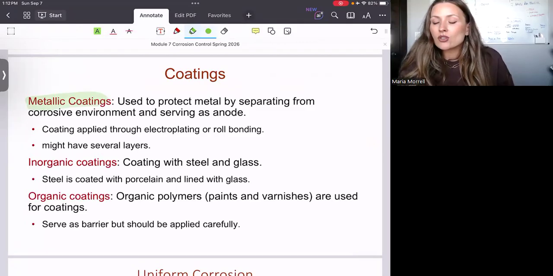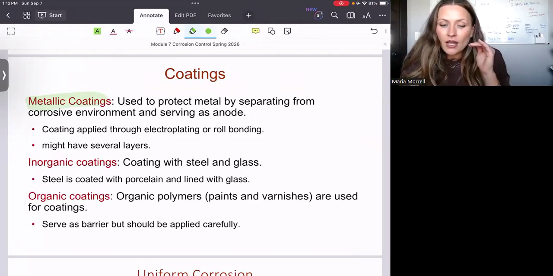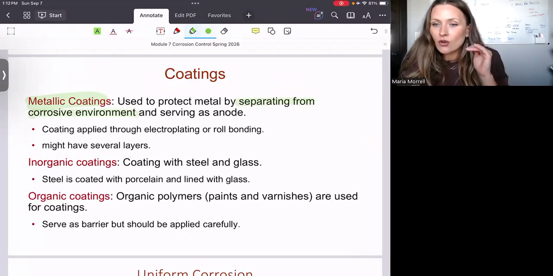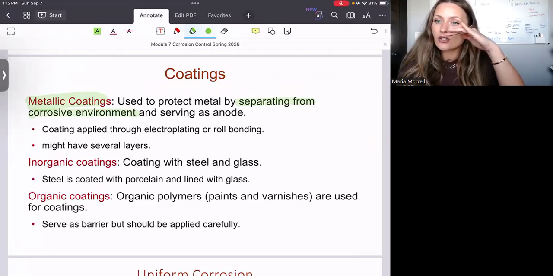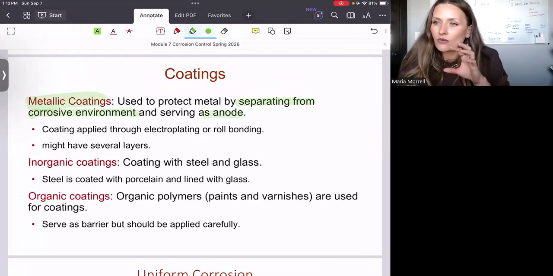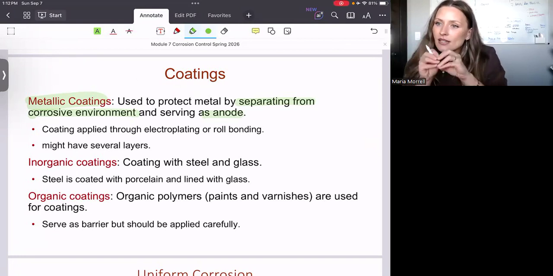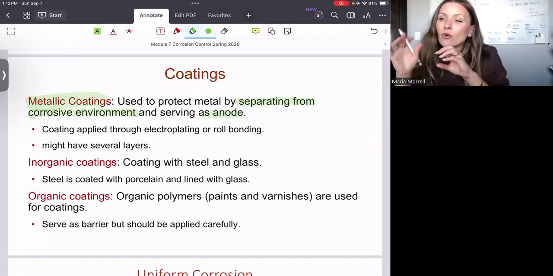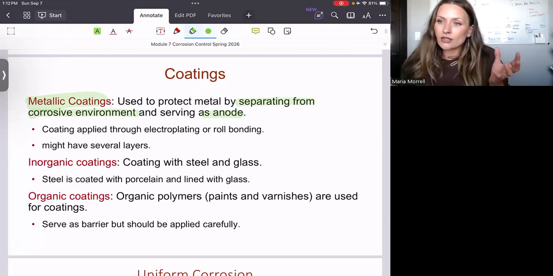What I'm trying to do is take my material and separate it from the corrosive environment. Usually the metal that is on top, you want that metal to be your anode. So whatever is inside should be cathodic, and whatever is outside is anodic, because that means that the metal outside is the metal that will degrade.